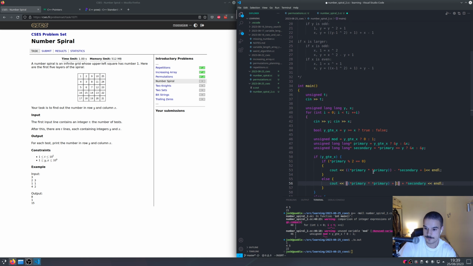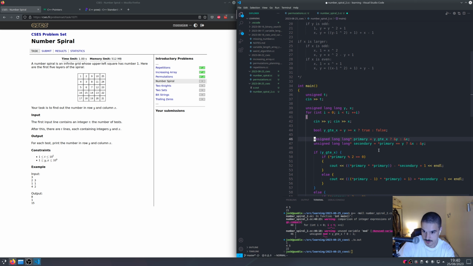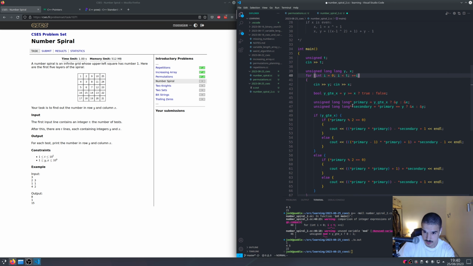down here. Yeah. So we actually want to take primary minus 1 multiplied by primary plus 1. Then we add our secondary minus 1. Okay, and let's actually fix these warnings. So this line I don't need. And it's also not happy with this if statement because they're not the same type.